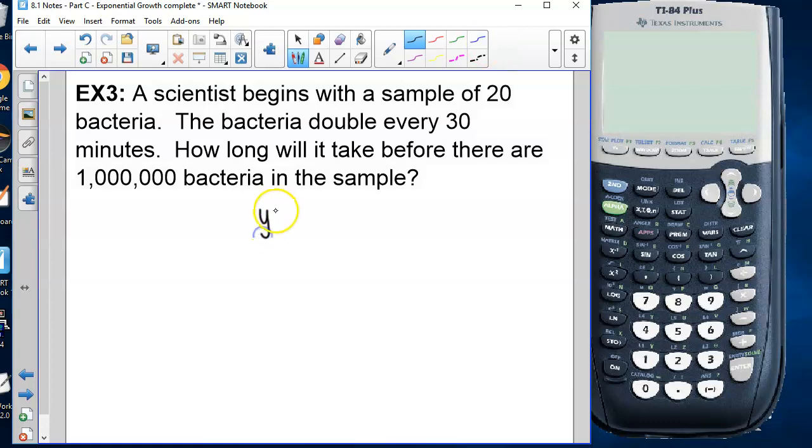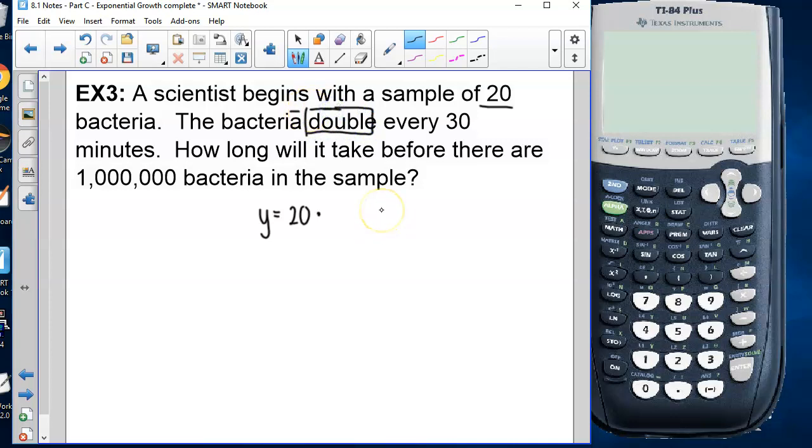But, I do know the initial value. So, Evan, what's the initial value going to be? 20. Because the scientist begins with a sample of 20. And then, I do know what the B is here. What's the B? It's not 30. It's not 60. 40. None of those. The number is not there. It's a word. Double. Right there.